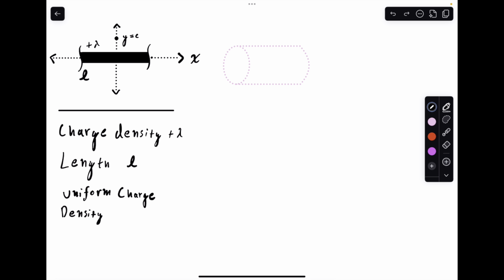That's just common notation. But yeah, like I was saying, we're going to derive the electric field at a point that is at a perpendicular bisector of a line of charge that stretches infinitely to the positive x and the negative x. So let's just jump right into it.